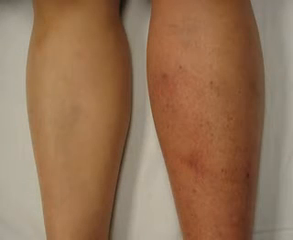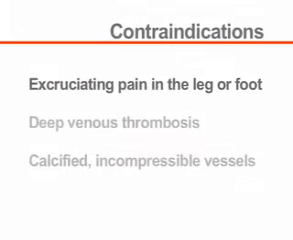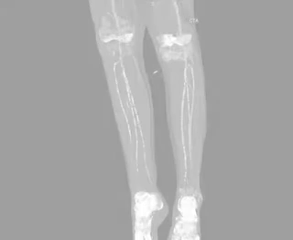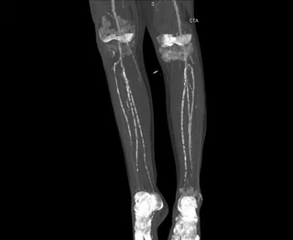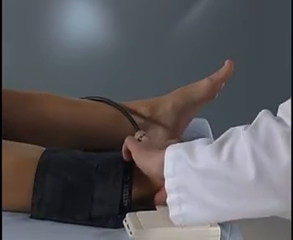Although there are no absolute contraindications for measuring the Ankle-Brachial index, the presence of excruciating pain in the leg or foot may deter the physician from performing this procedure. If the patient has known deep venous thrombosis, this procedure may dislodge the clot, which could then embolize. If the vessels to be examined are calcified and thus incompressible, as in elderly patients or those with long-standing diabetes or with dialysis-dependent renal failure, the ankle blood pressure readings may be affected. However, these conditions are not absolute contraindications to measuring the Ankle-Brachial index.